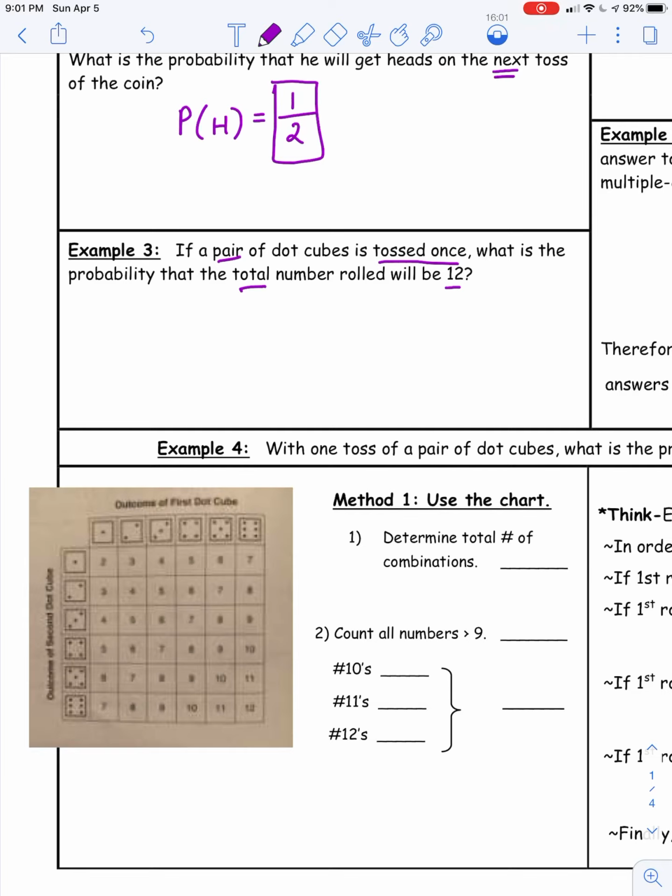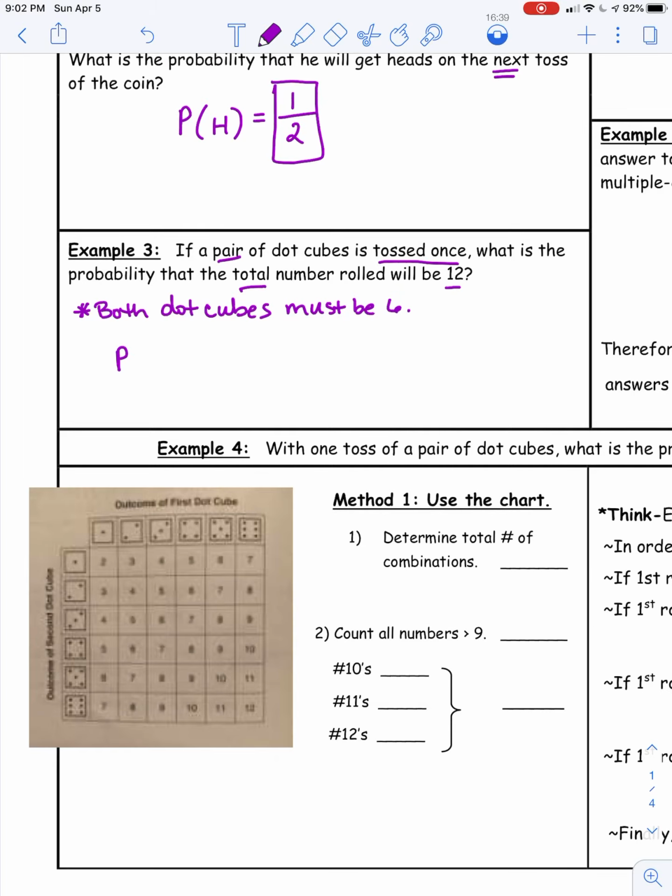Well, what does that mean about each one of those dot cubes? What would it take for the total to be 12? If I rolled a 1, could the second dot cube roll any number that would make the total 12? No, I don't think so. So we're going to make a little note right here that both of those dot cubes must be a 6, right? That's the only combination of those two dot cubes that when you roll them would give you a total of 12. They both have to turn up to be a 6.